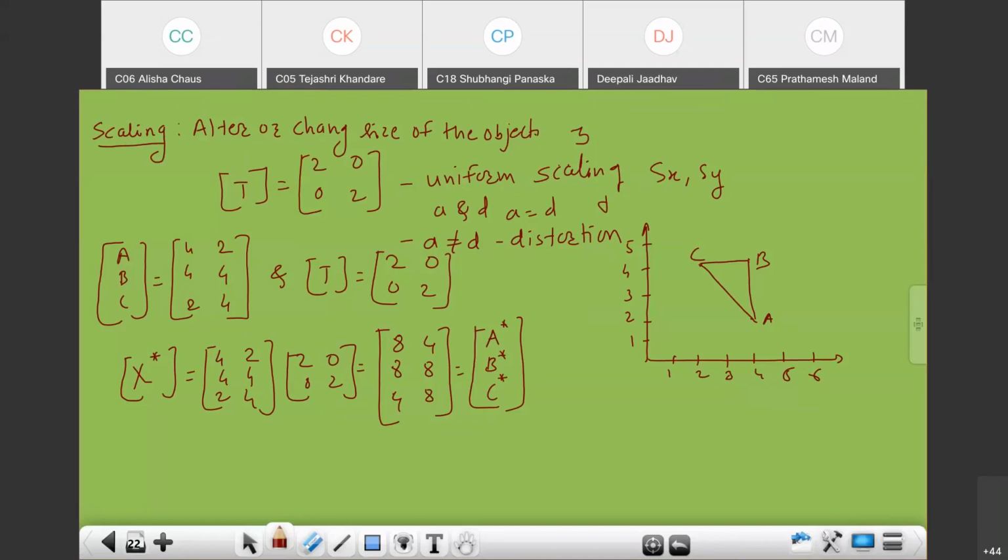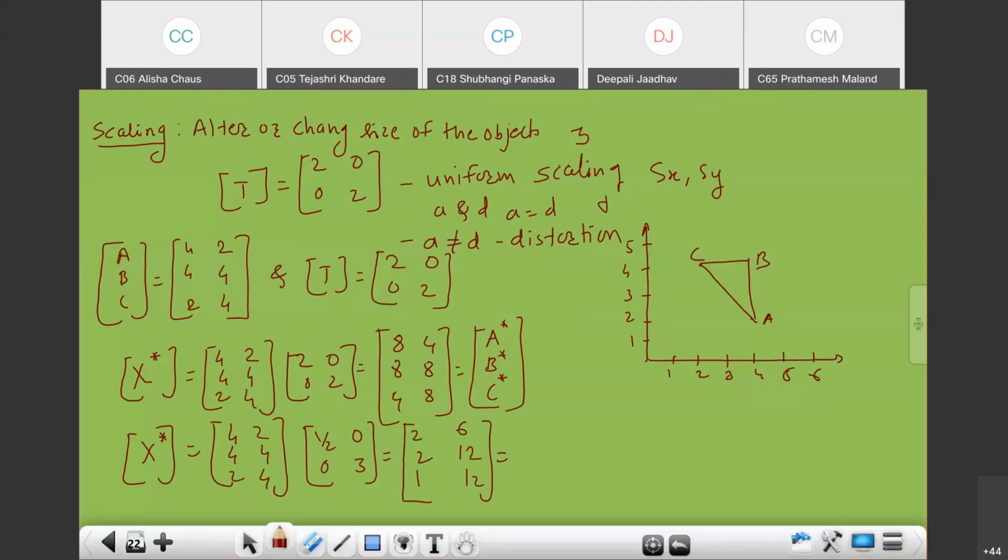Instead of that, suppose I use the transformation matrix like this. T is 1/2, 0, 0, 3. Then the resulting matrix is 2, 6, 2, 12, 1, 12. Suppose I give it the names A dash, B dash and C dash. Now see, these are the two examples where we get different results.